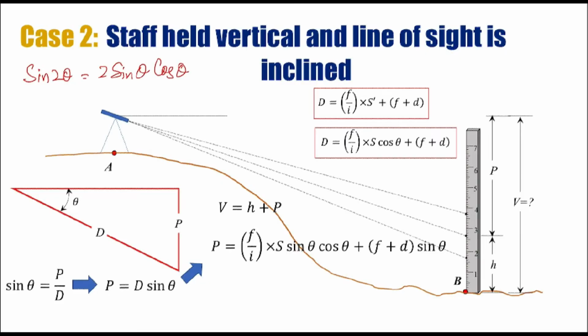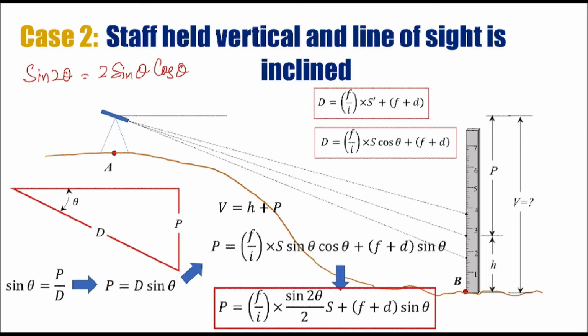we can simplify this equation as p is equal to f or I sine 2 theta upon 2 multiplied by s plus f plus d sine theta. And now in this equation we have again two variables, theta and s, and both can be determined on field. So once p is determined, the value for V can easily be determined.